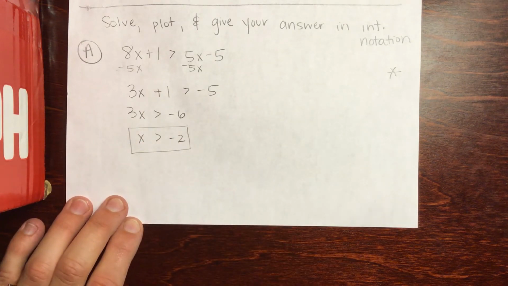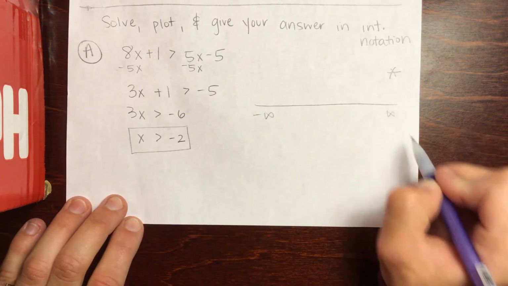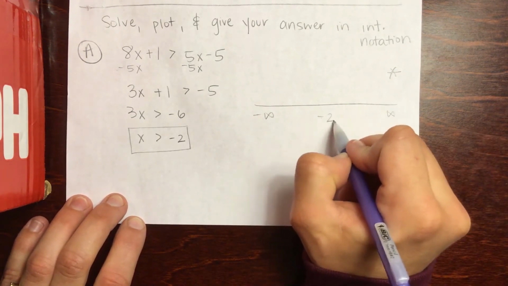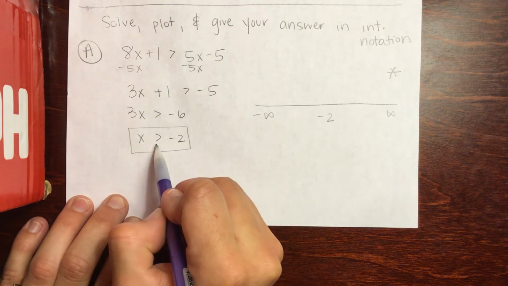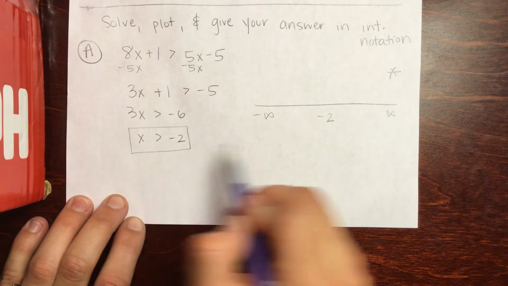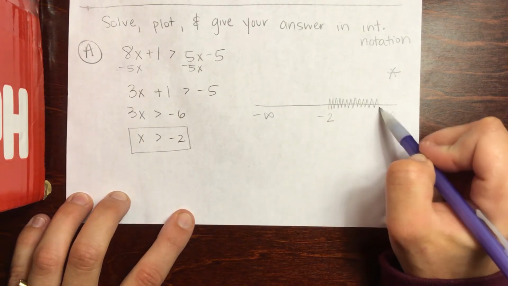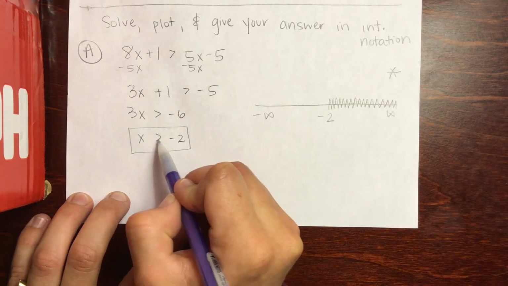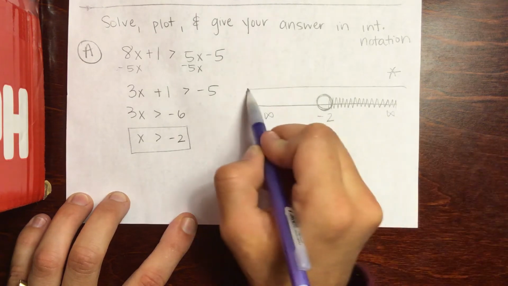Now let's plot on a number line and give our answer in interval notation. Number lines go from negative numbers to positive numbers, and the only number we care about here is -2. Because x is written before the inequality sign, this arrow is pointing in the correct direction, so that tells me to shade to the right. And this is just a greater than sign, so I'm going to use an open circle. So this is my plot.